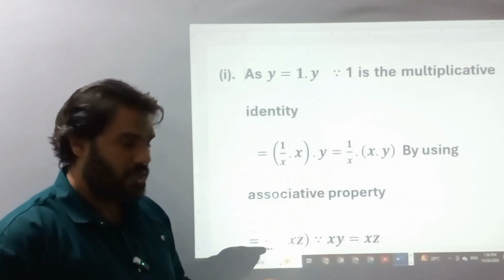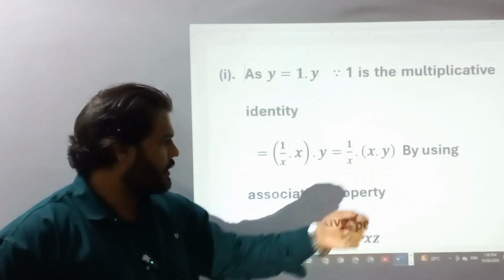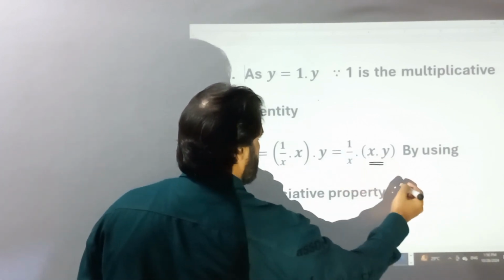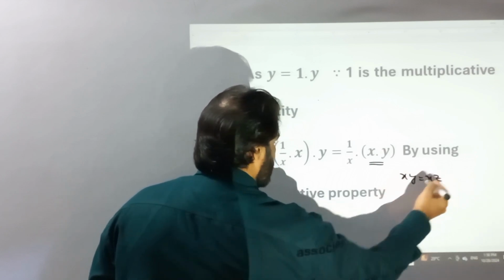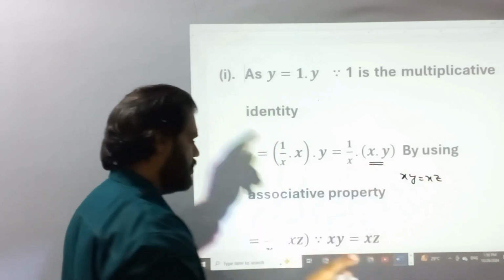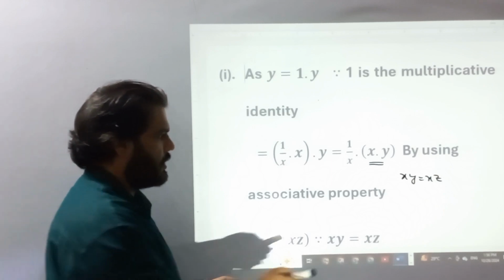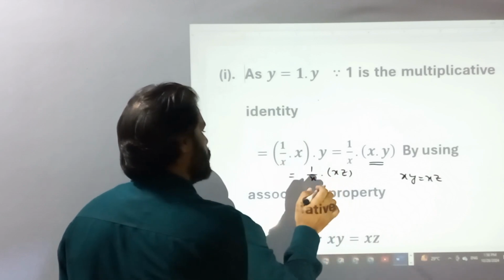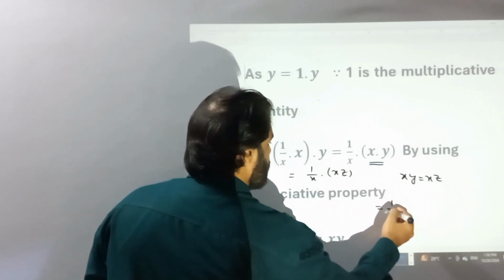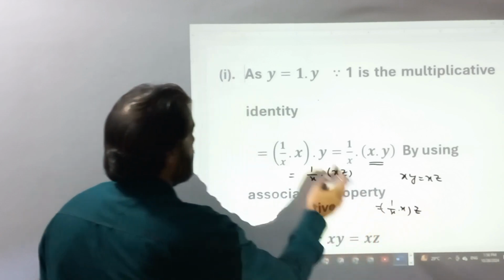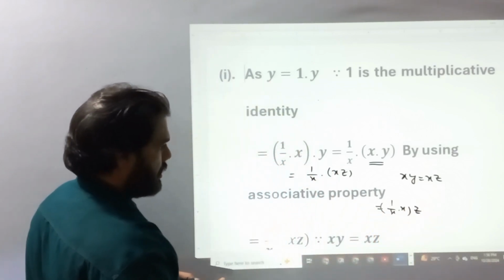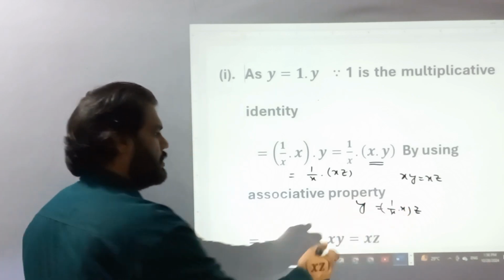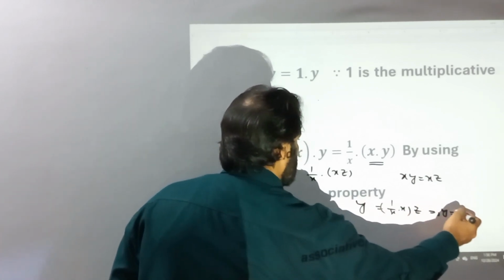Now by using the associative property, we get 1 over x into the bracket x into y. It is given that xy equals xz, so we replace xy with xz, and we have 1 over x into xz. Then again by using the associative property, 1 over x into x into z, whereas the left side is y. 1 over x into x gives us 1. This implies y equals z as required.